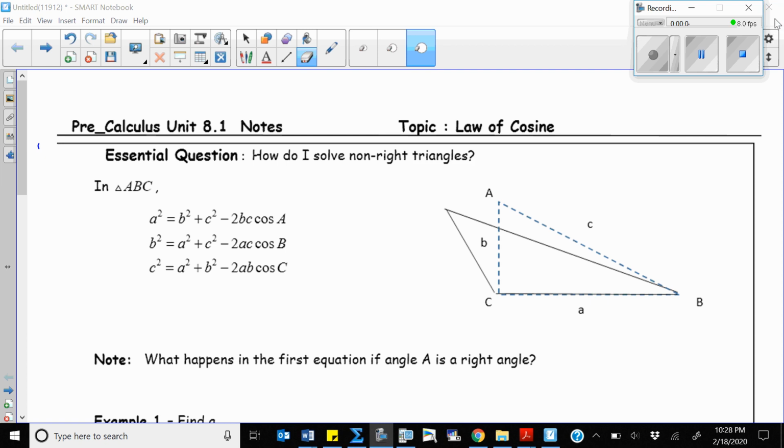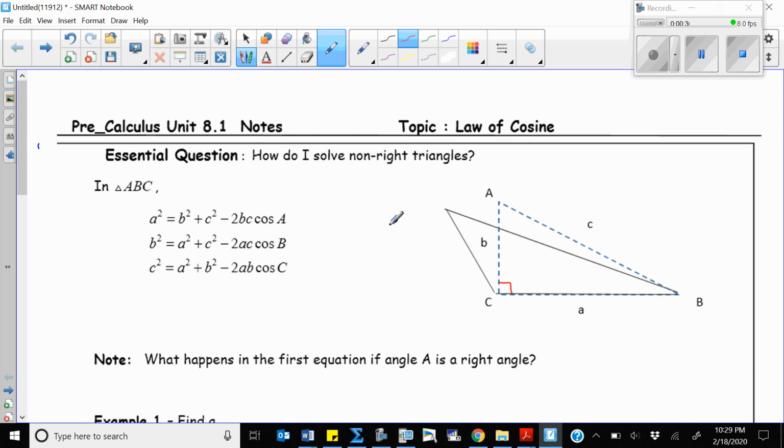Hi everyone. Today we're going to start Unit 8, which is about solving non-right triangles, or oblique triangles. An oblique triangle is a triangle which doesn't have any right angle. For example, in this dotted triangle that you see here, we have an angle which is 90, so we call that a right triangle. But the other triangle that you see on the side doesn't have any right angle, so we call that an oblique triangle.